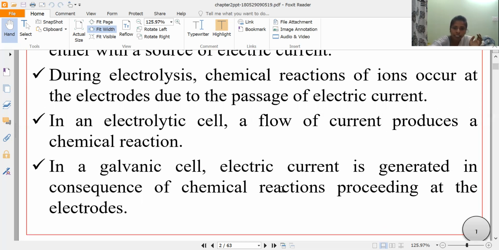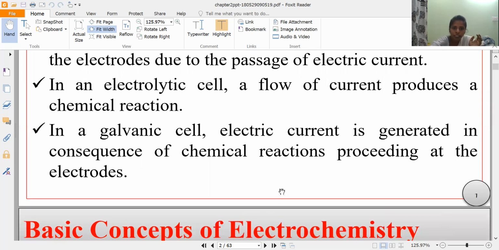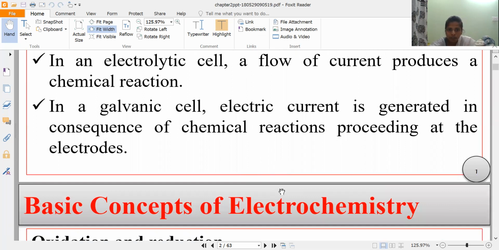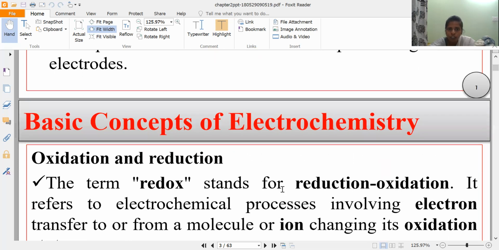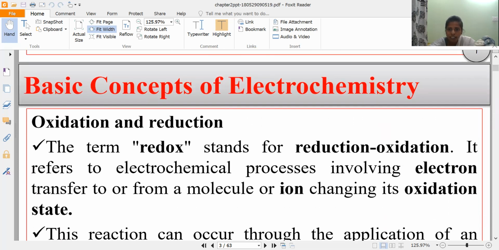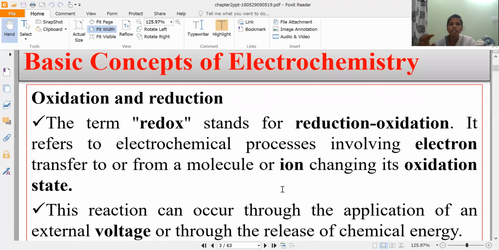Now let us see the construction of the electrolytic and the galvanic cell. But first, let us see the basic concept of electrochemistry. Let us recall what oxidation and reduction are. Yesterday, we have seen oxidation and reduction. I explained OIL RIG, just for remembrance: oil means oxidation is loss of electrons, and rig means reduction is gain of electrons.